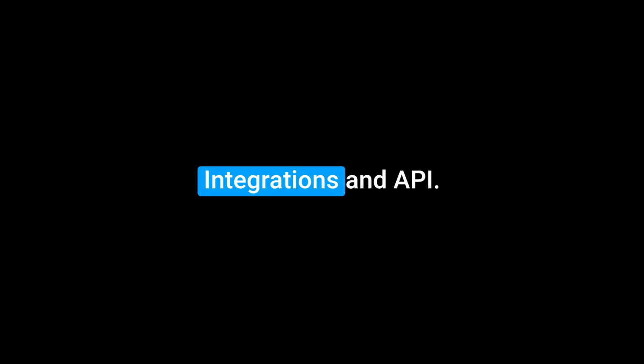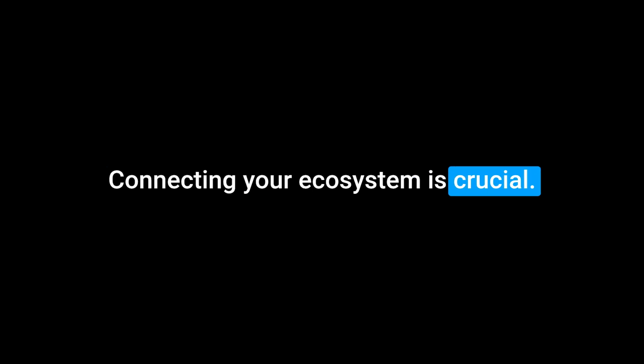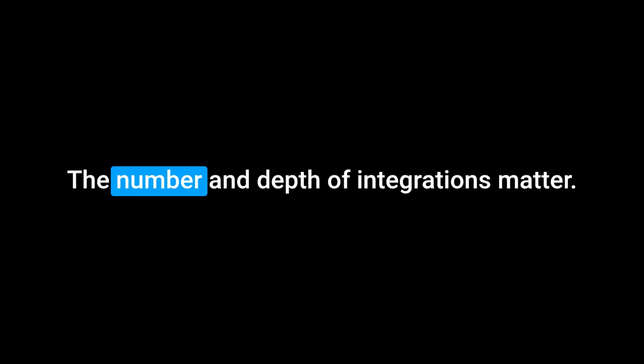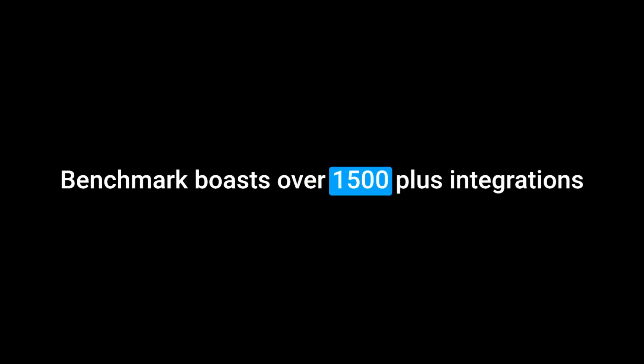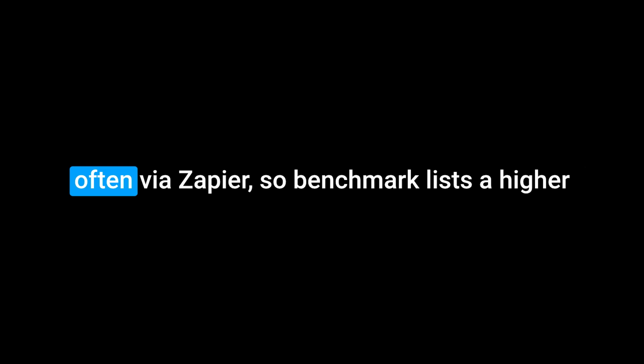Good points. Okay, integrations and API. No tool is an island, right? Connecting your ecosystem is crucial. Absolutely. It's about extensibility, future-proofing, how well does it play with others. The number and depth of integrations matter. Aweber states connections to over 750 plus tools. Benchmark boasts over 1,500 plus integrations, often via Zapier.